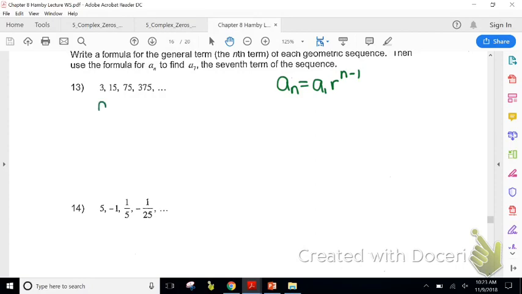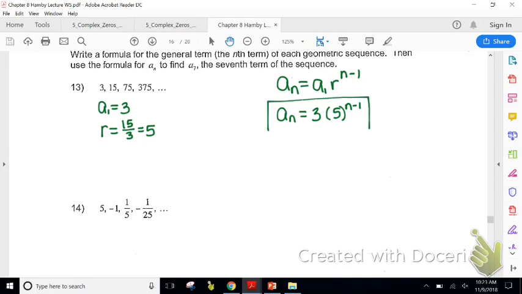So do I know my first term? 3. And what is my common ratio? Second term divided by the first term, right? Which is 5. So I can say that a sub n is equal to the first term 3 times 5 raised to the n minus 1. And then it says to find the seventh term. So we're looking for a sub 7. So 7 minus 1 is 6.